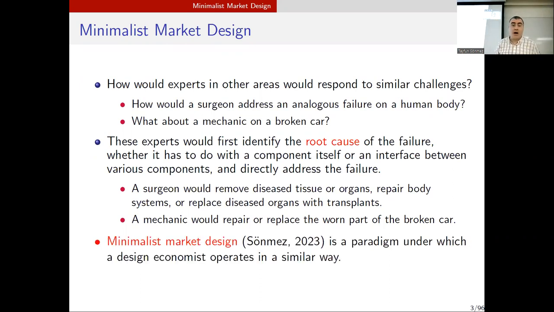So what I now call minimalist market design is a paradigm under which a design economist operates in a similar way, okay? And I'm associating this framework with market design, but I've been suggested that these ideas might be useful also in other policy-related fields, public finance also.